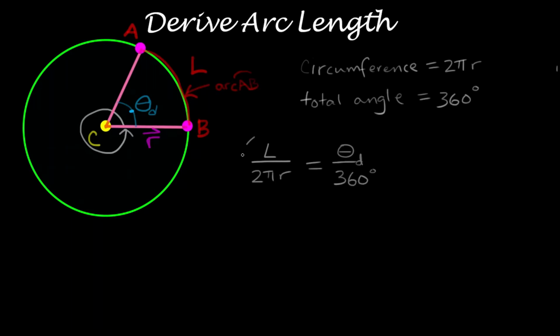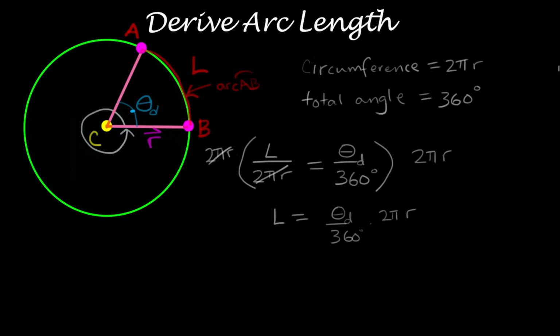Now let's simplify to get L by itself. So we want to multiply this side by 2 pi r because we want to get rid of this. Now if we multiply the left side by 2 pi r, we have to multiply the right side by 2 pi r to maintain our equality. So what we end up getting is L equals theta sub d divided by 360 degrees times 2 pi r. And there you go. That's our relationship.